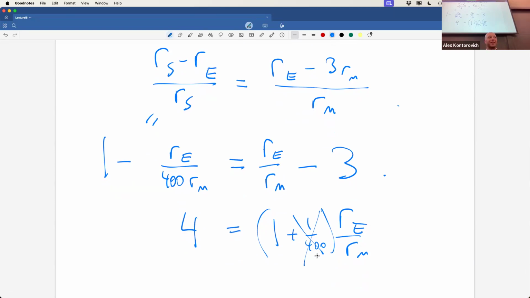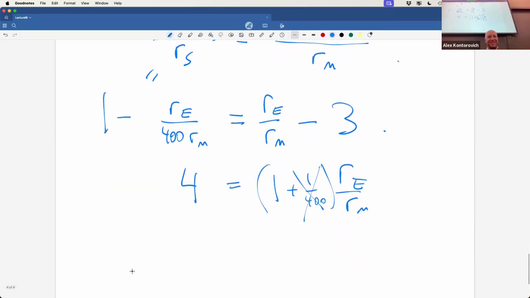What have we just learned? Exactly. The radius of the Earth is 4 times the radius of the moon. The moon is a quarter of the size of the Earth.